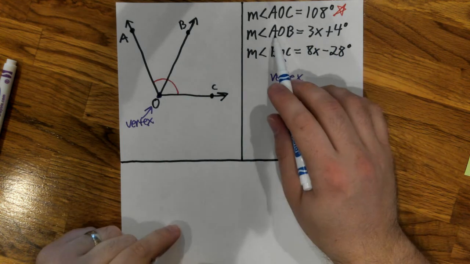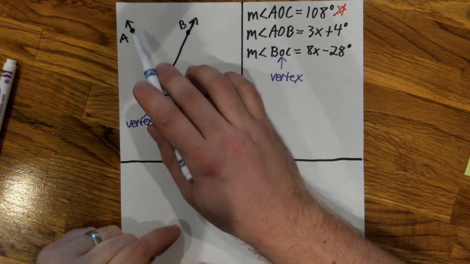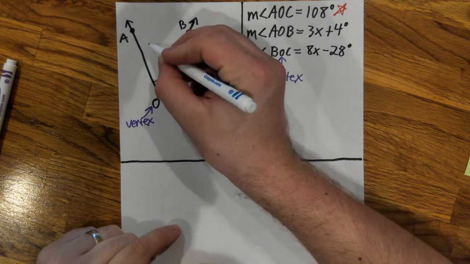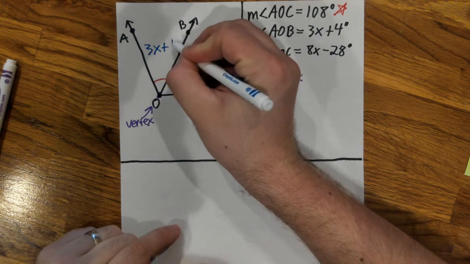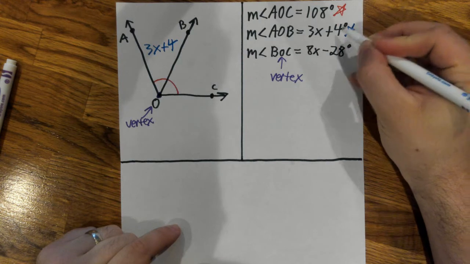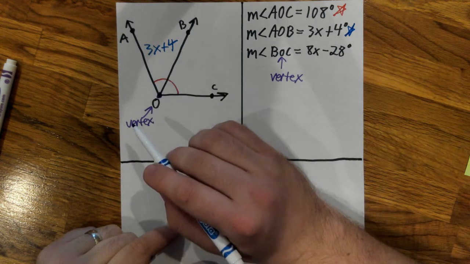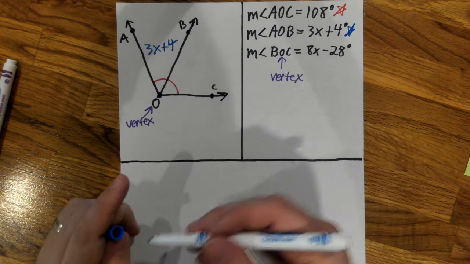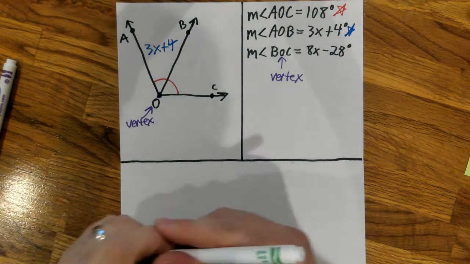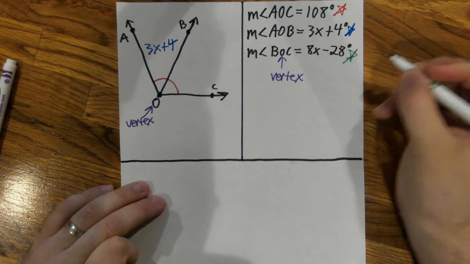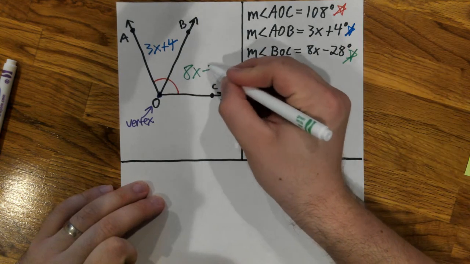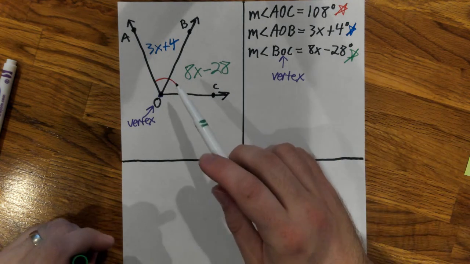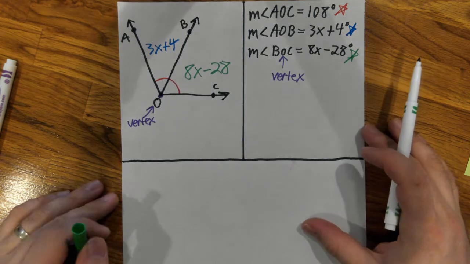So if it says AOB here, I'm going to look at my picture. I have A, O, and B. I'm going to write this expression in, 3x plus 4. Awesome. So this angle here, we see there. BOC, B, O, and C, I'm going to use a different color, is going to be this expression, 8x minus 28. So for problems like these, it's really important that you have a picture like this and that you're labeling your picture. All right.